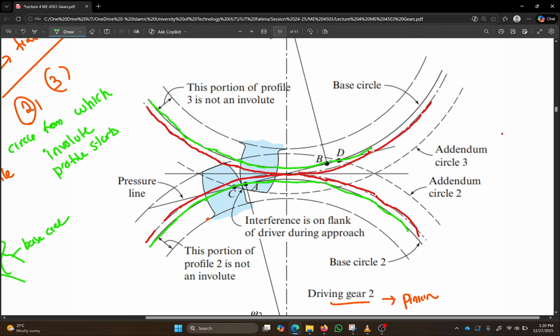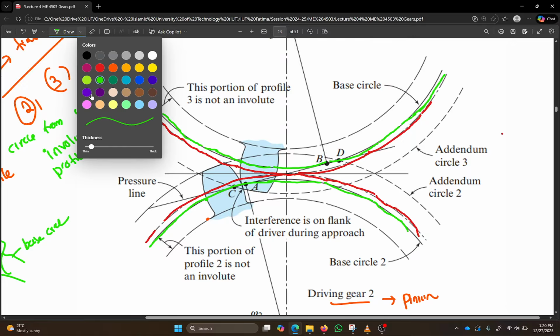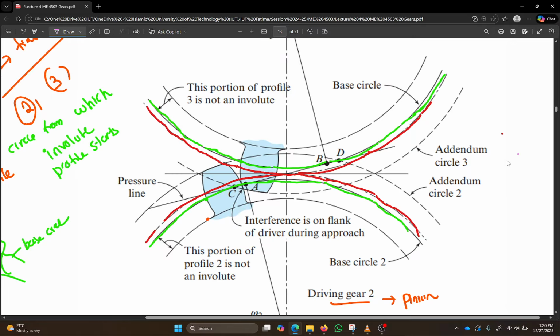This is the base circle of gear 3. I hope this clears up some of your concepts about each of the circles. So let's look for another color, let's say pink. Now let's look at the addendum circle.